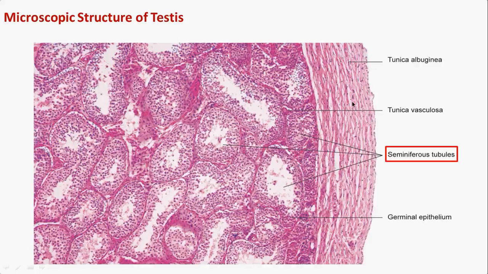Now the microscopic structure of the testis. This is the figure. Histologically it is stained by the H and E stain. Here you can see the seminiferous tubules. These are all the seminiferous tubules. Here you can see the outer layer, the tunica albuginea, and this is the tunica vasculosa. Here you can see the germinal epithelium. We will see it in the next figure.